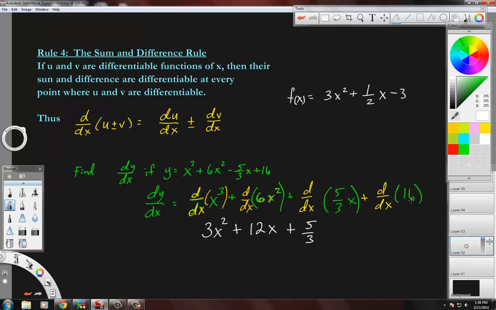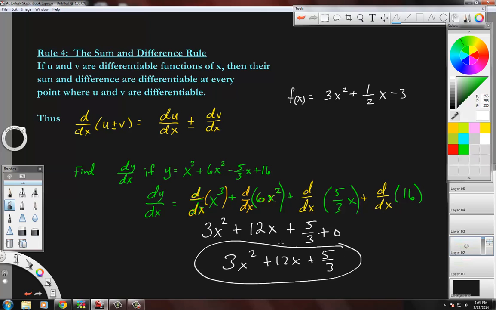Well, if you take the derivative of a constant term, that's rule 1, it just becomes 0. So this is plus 0. So our final answer would just be 3x squared plus 12x plus 5/3. That would be dy dx.